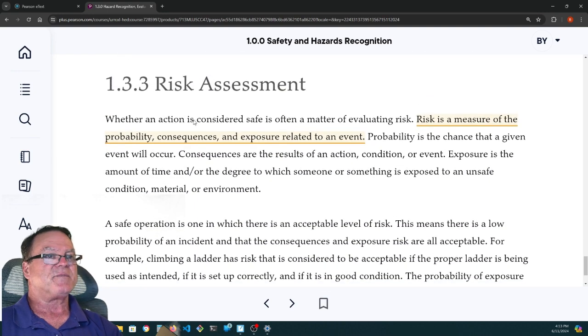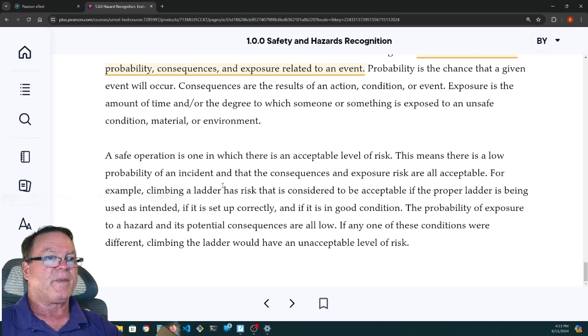Okay. Risk assessment. Whether an action is considered safe is often a matter of evaluating risk, and this is underlined. Risk is a measure of the probability, consequences, and exposure related to an event. That's what risk is. A measure of the probability, consequences, and exposure related to an event. So, a safe operation is one in which there is an acceptable level of risk.